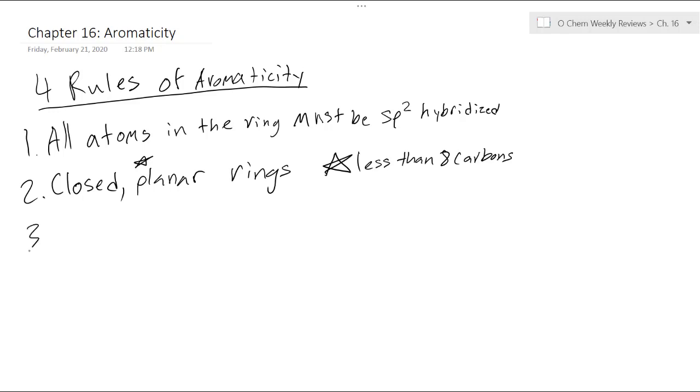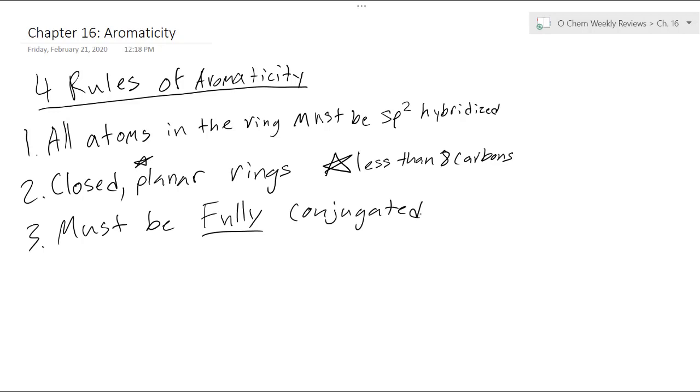Third rule is must be fully conjugated. Now, we talked about conjugated systems in the past 2 lectures, which we're dealing with double bonds and resonating in a system. Fully conjugated obviously means throughout the entire system, on every single atom, there must be some type of a conjugation system that is involved.